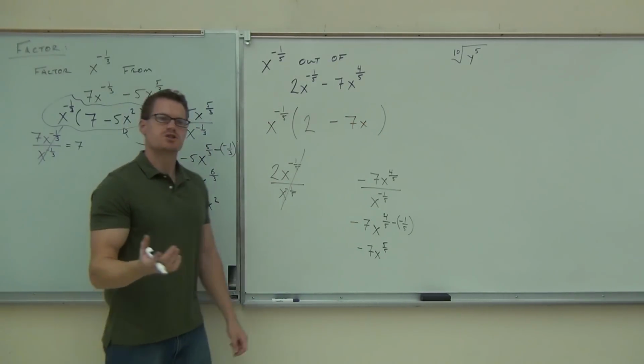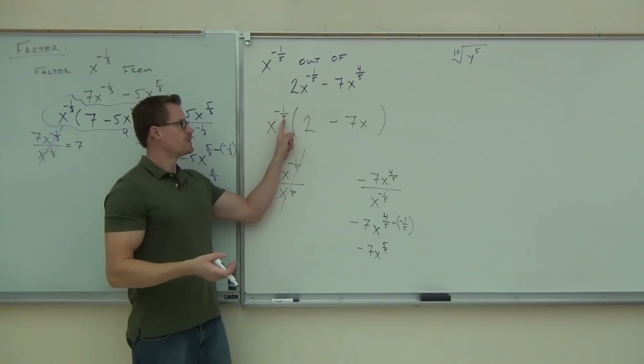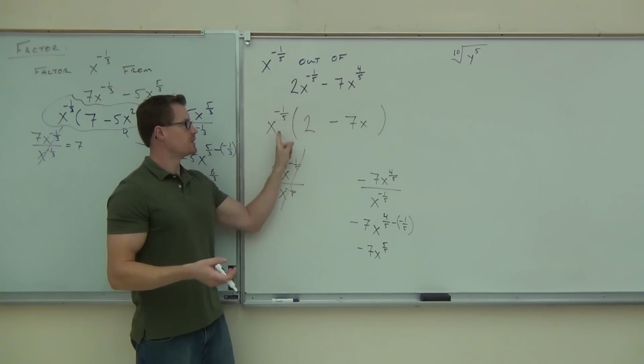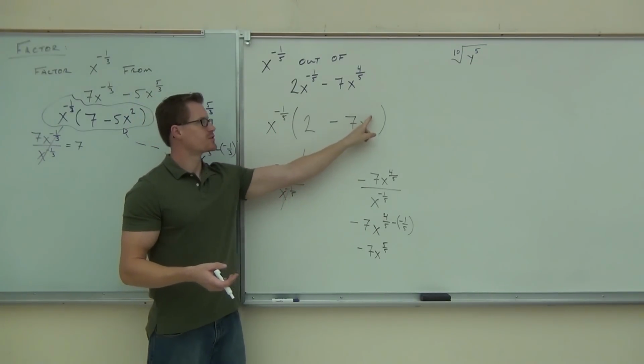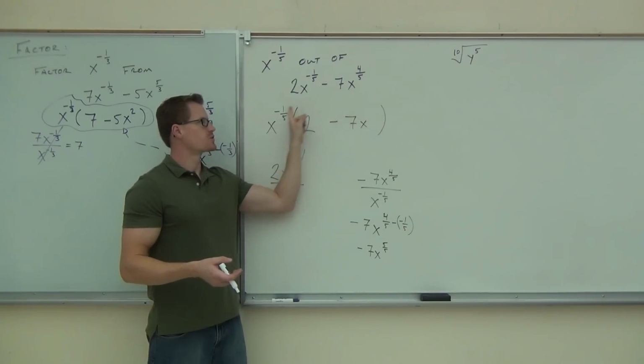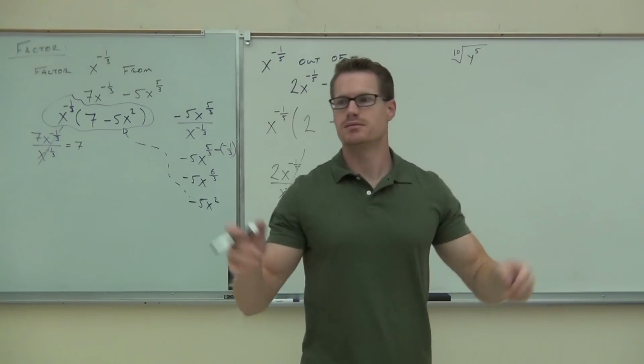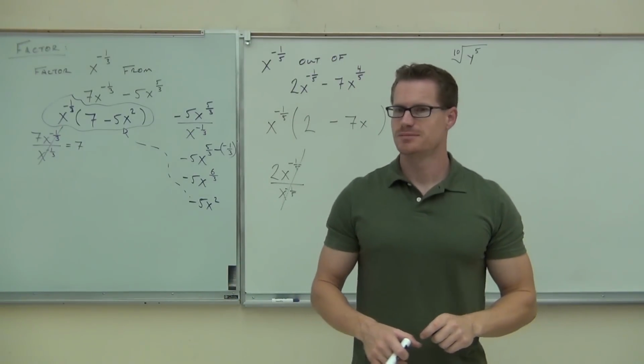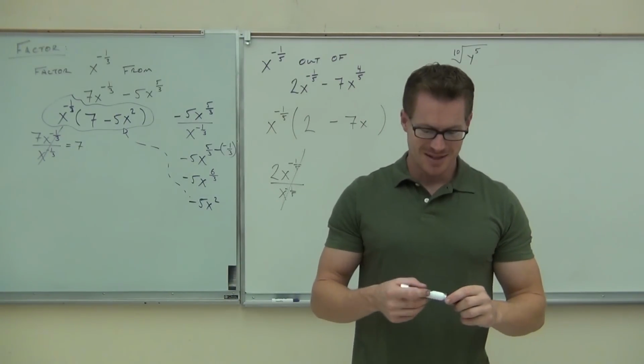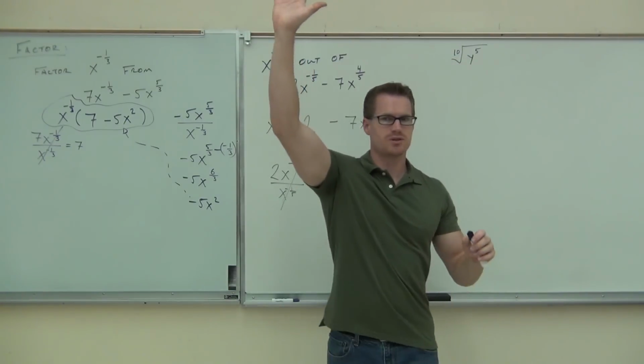If you want to check it with distribution, you can do it. Look at it: 2x to the negative 1/5, that's that. Minus 7x to the, this is 5/5 minus 1/5, that's 4/5. So it still works with the whole distribution checking thing. It's very mathematical. How many people understood what we talked about so far?